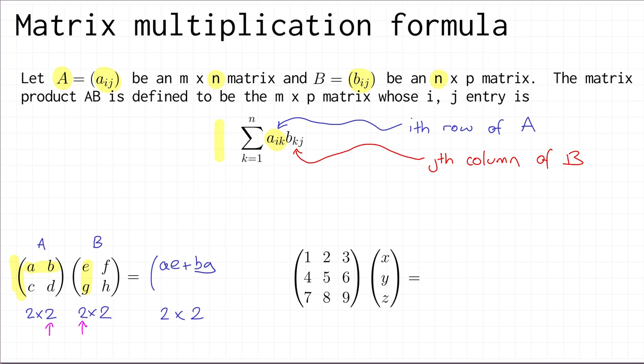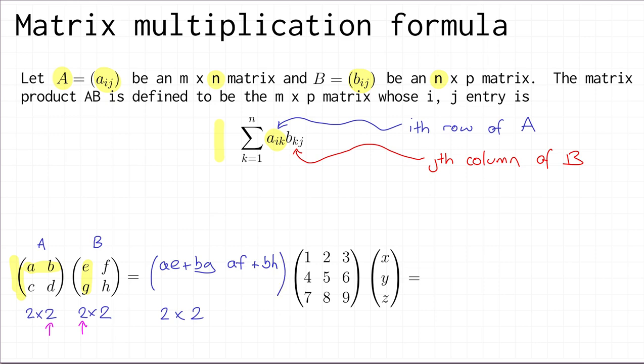Now let's look at the other entry in the first row of the product A times B. This time we're going to multiply the first row of A and the second column of B. So this time we'll have A times F plus B times H.